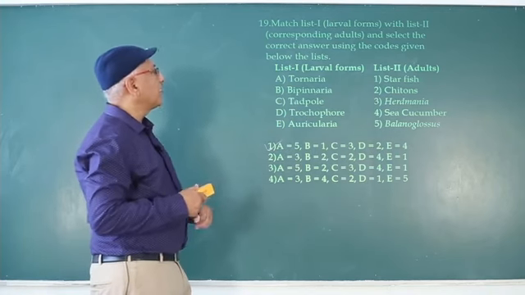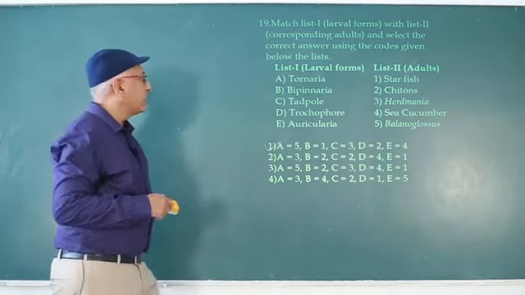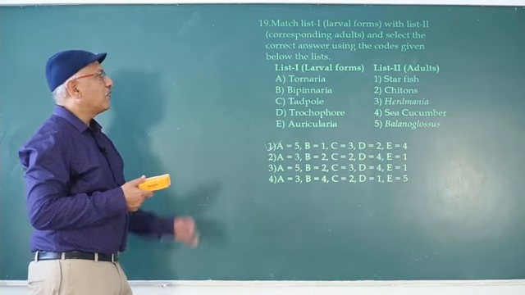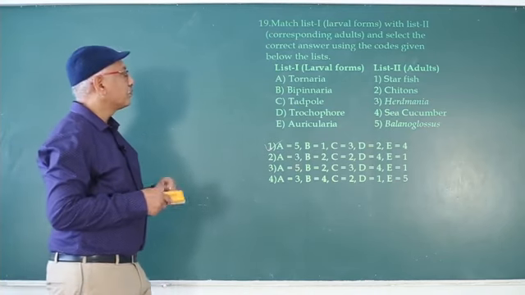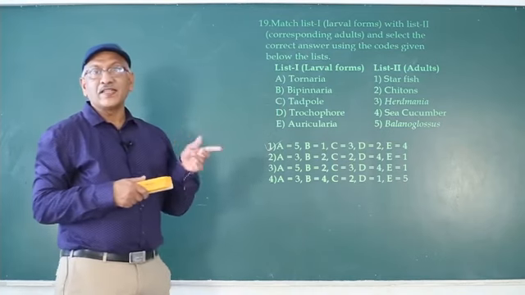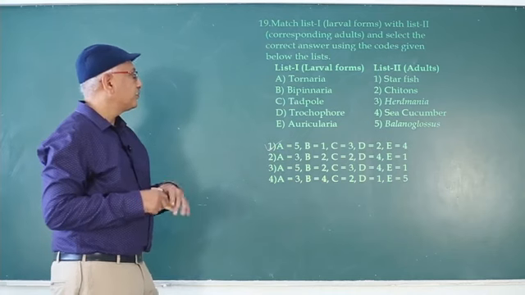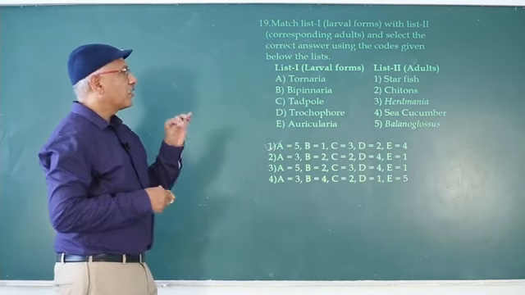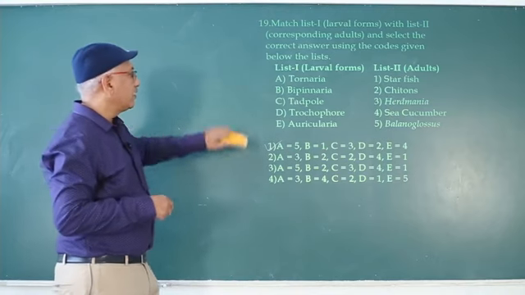So first option. Tornaria larva is seen in members of Hemichordata. Bipinnaria larva in starfish, class Asteroidea. Tadpole larva, ascidian tadpole larva, seen in Urochordata. Auricularia larva seen in sea cucumbers, class Holothuroidea.